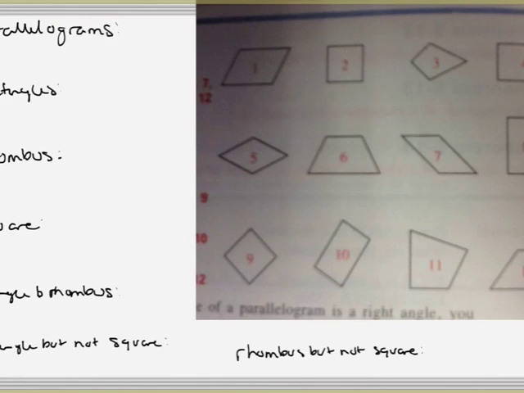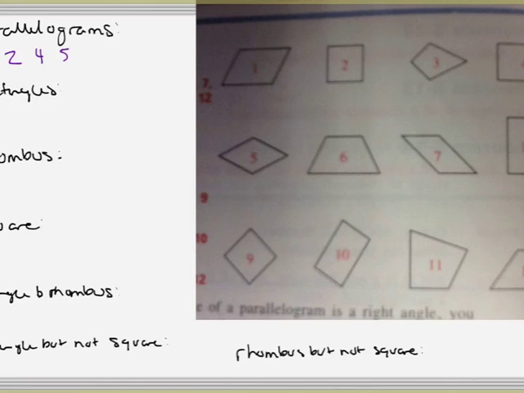Alright, so on this, we're going to go ahead and trust our eyes, which I know is a dangerous thing to do, but we're just going to look at the pictures, and by judging just what they look like, we're going to decide which ones look like they fit into these different categories. Starting at number 1, which ones look like they are parallelograms? 1, 2, 4.